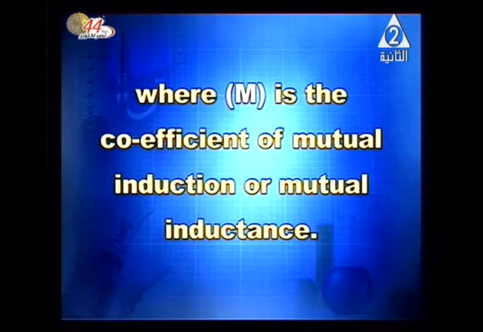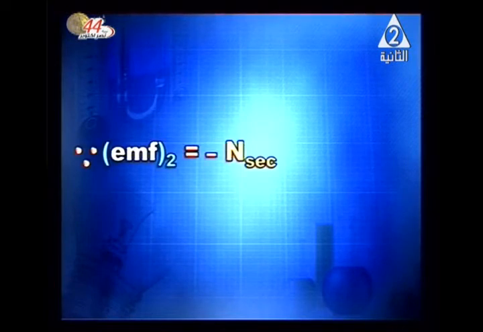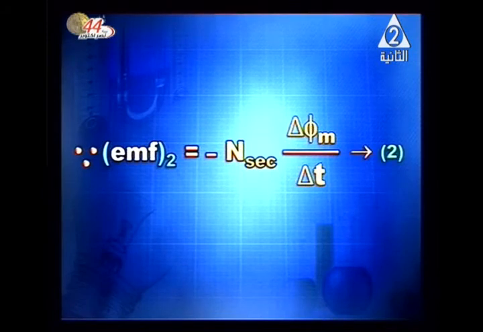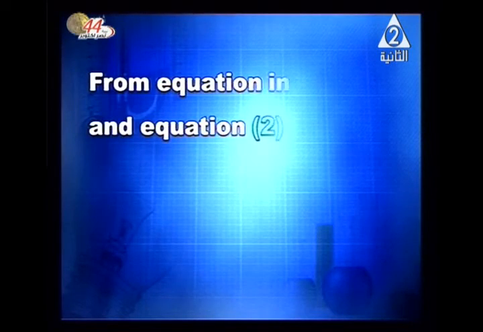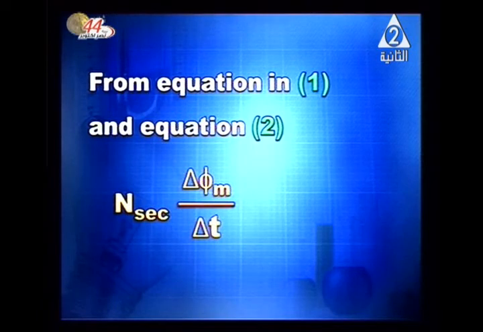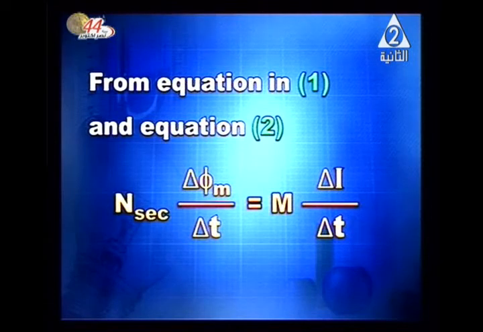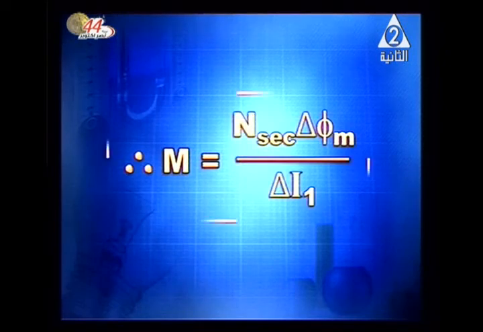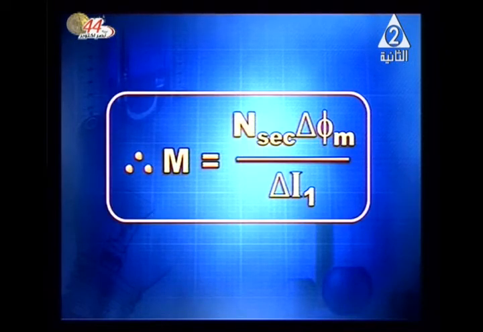As I said, M is the coefficient of mutual induction or mutual inductance. Since EMF from Faraday's law is equal to negative number of turns on the secondary coil, delta phi magnetic over delta T. From equations 1 and 2, we can say in the secondary, delta phi magnetic over delta T equals M delta I over delta T. Delta T will be crossed out, so M is equal to N secondary delta phi magnetic over delta I. I1 means the current in the primary.